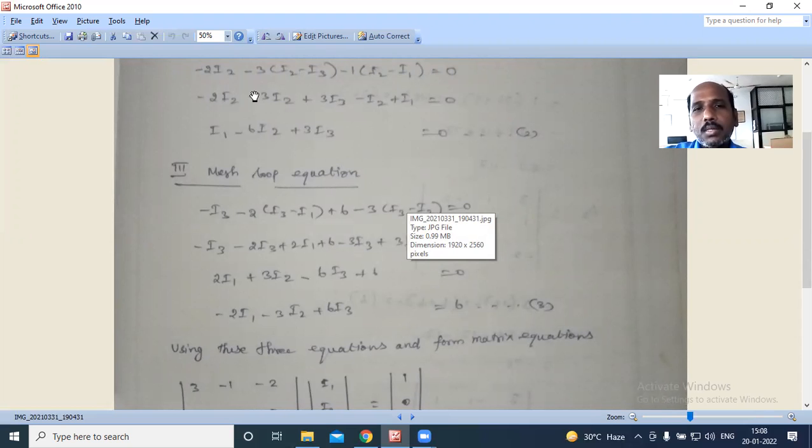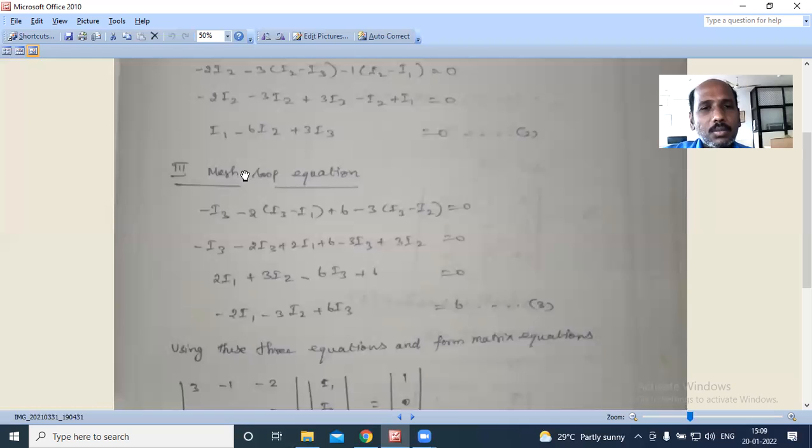Then you rearrange the equation. Just you multiply minus 3 into I2, minus 3 into minus I3. So minus of minus is plus, plus 3 I3. Then minus 1 into I2, minus I2. Then minus 1 into minus I1, so minus of minus is plus I1. You add all the I1 here, only one I1, so I1. Then you add all the I2: minus 2I2, minus 3I2, so totally minus 5I2. Here, minus I2, minus 6I2, plus I3, only 3I3, that is equal to 0. Let us take this as the second mesh equation, final equation 2.